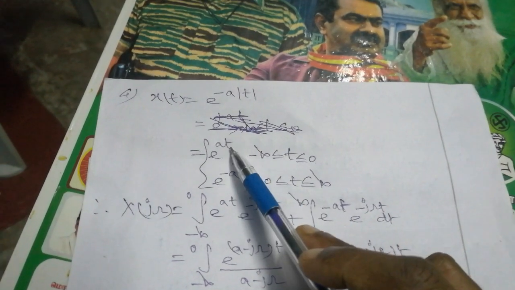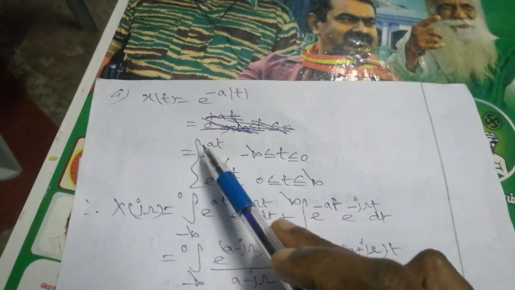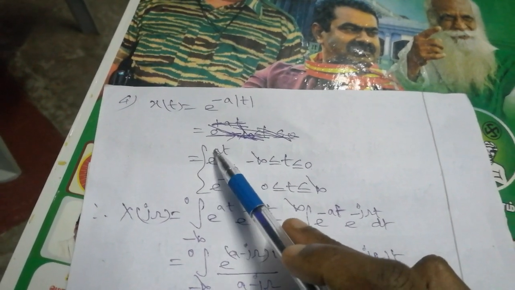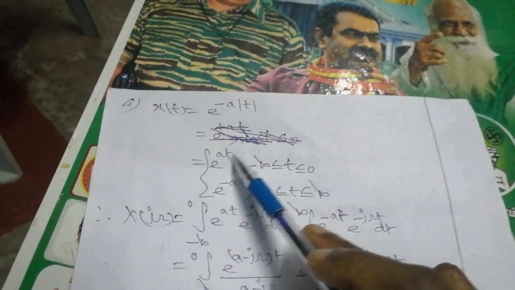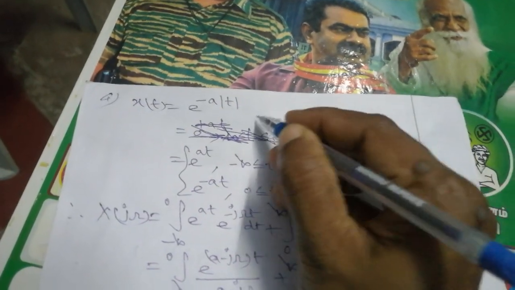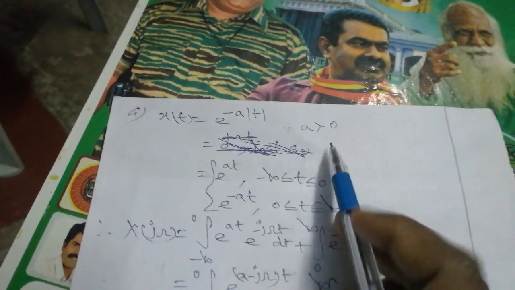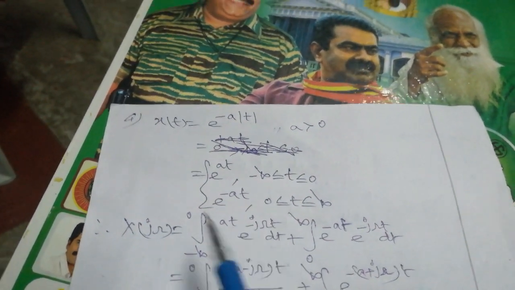Okay, so here if we make that substitution for negative values of t, automatically in the e power exponential power will take negative values. Clear? Here of course I have to include one more condition, that a is always greater than 0. Okay, then only it's obvious.